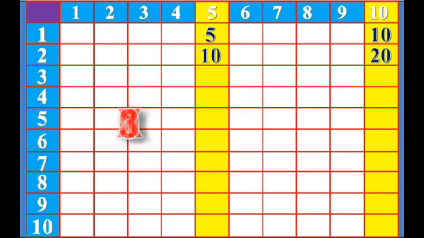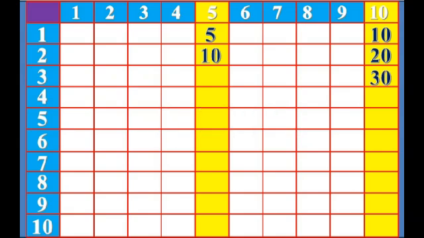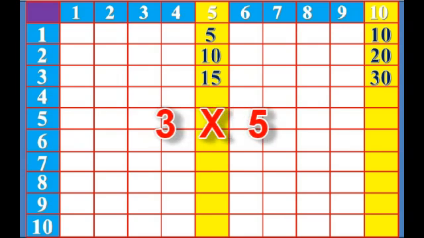What is 3 times 10? The answer is 30. And what is half of 30? Half of 30 is 15. 15 is actually 3 times 5.